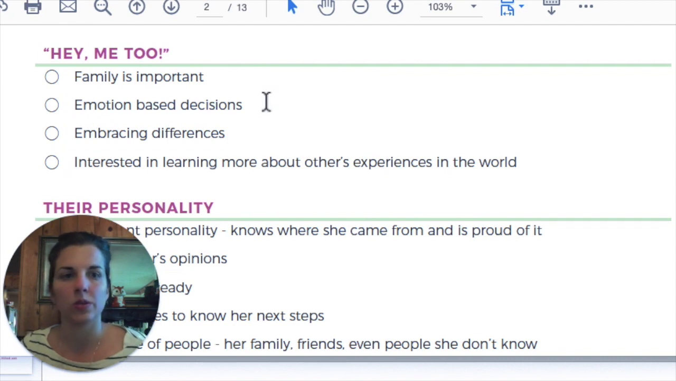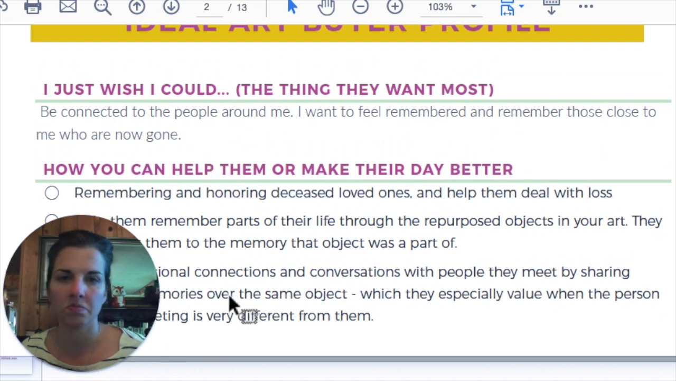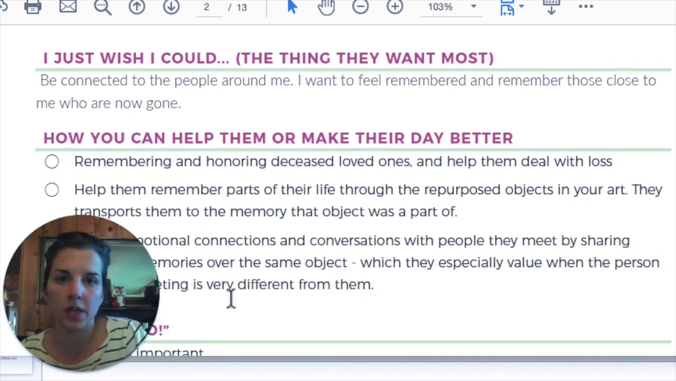Emotion-based decisions. The reason we put that is because she told me that her husband is very supportive of her art, but he doesn't really get it. And the reason we decided that he doesn't get it is because he has a very logical mind. He doesn't really make emotion-based decisions. She does. So in order for someone to connect with her art, if they make logic-based decisions, they're really not going to be interested. So we knew it had to have the opposite. They had to make emotion-based decisions.